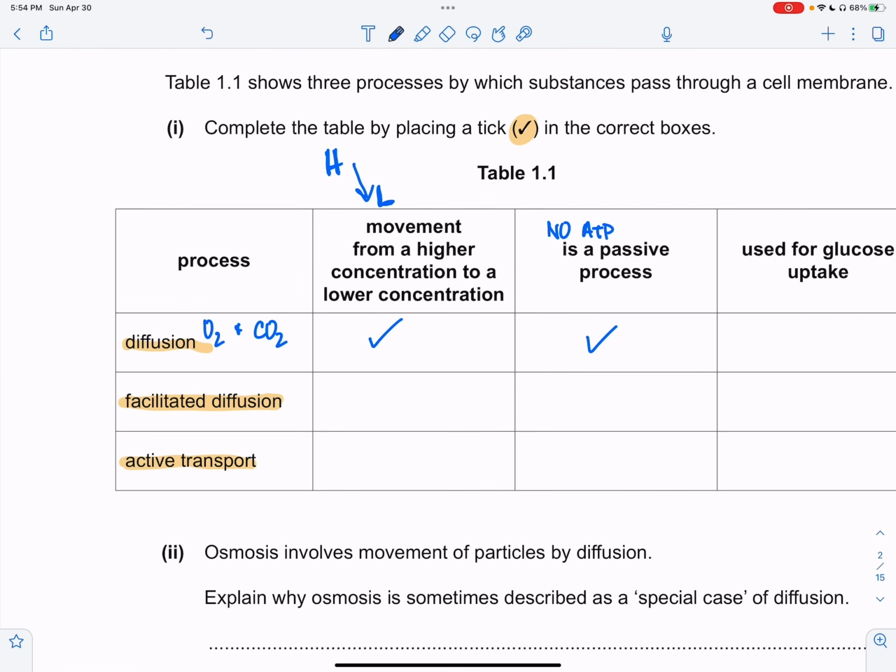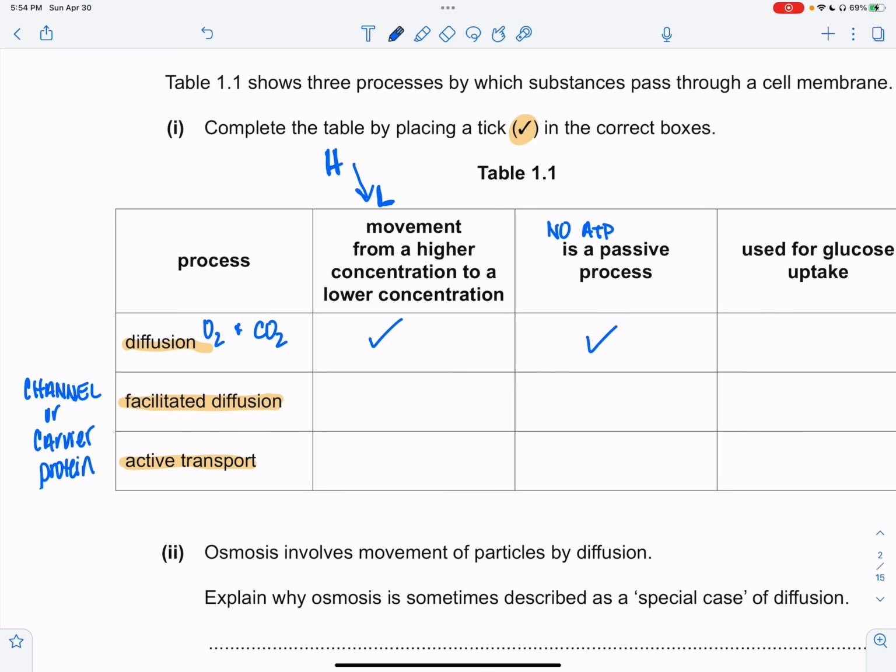And this can be with a channel protein or a carrier protein. Channel proteins only do facilitated diffusion or passive transport, so high to low, and then carrier proteins can do both. They can do active transport, so going from a low amount to a high amount, and they can also do passive transport, a high amount to a low amount of something.